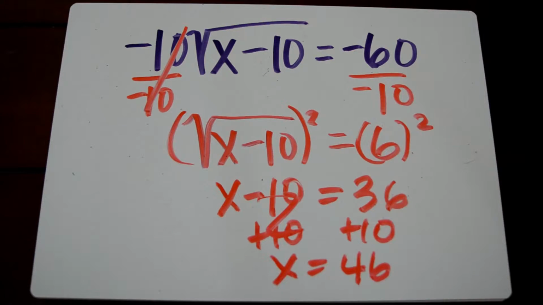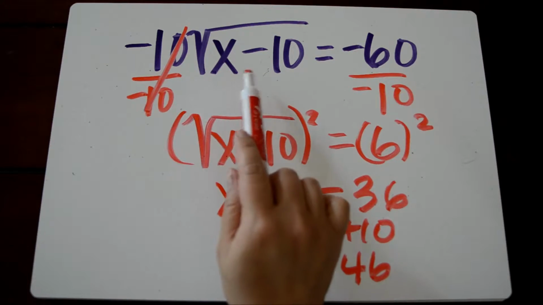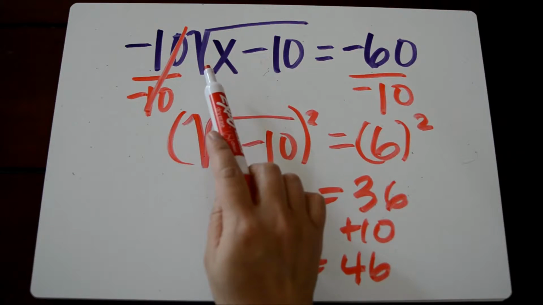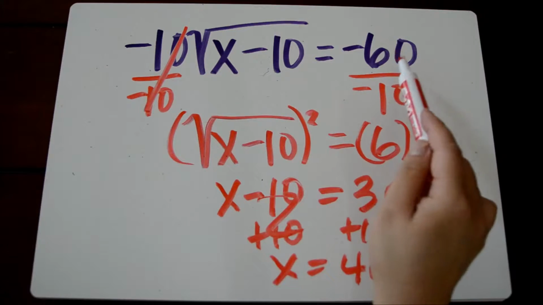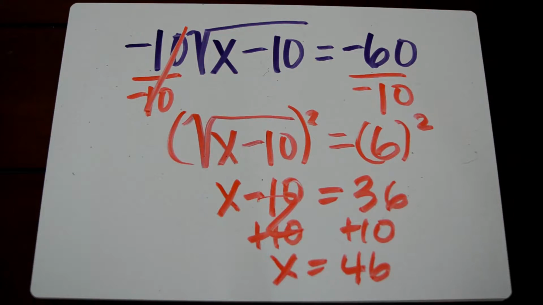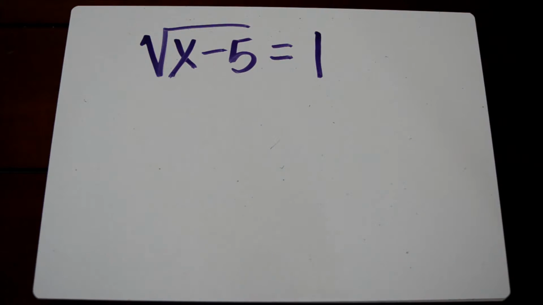We do have to check to see if the solution works, so let's go ahead and plug it back into our original equation. When we plug 46 back in for x, 46 minus 10 is 36. The square root of 36 is 6, and 6 times negative 10 is in fact negative 60. So this is not an extraneous solution. It does in fact work.